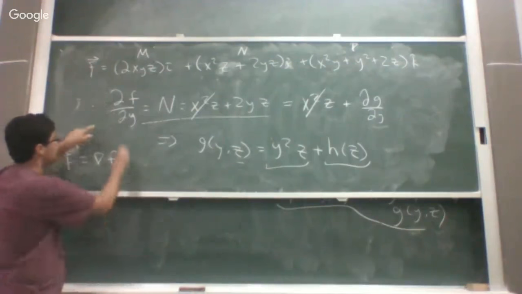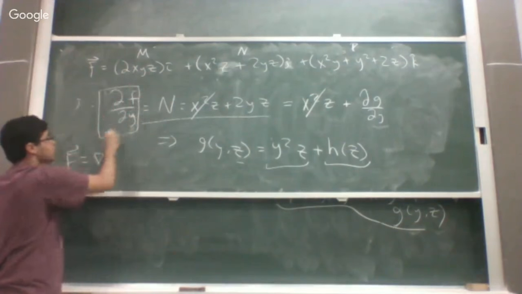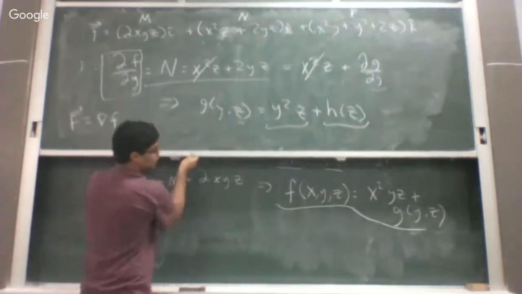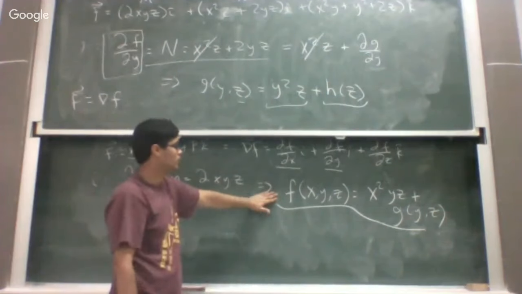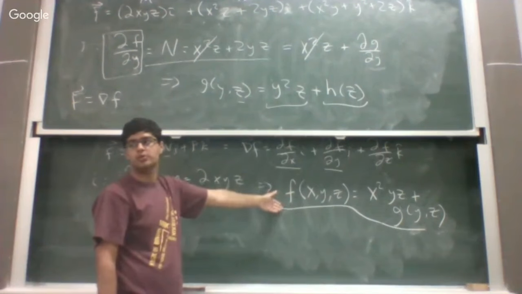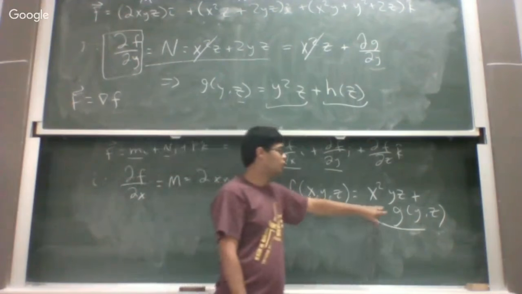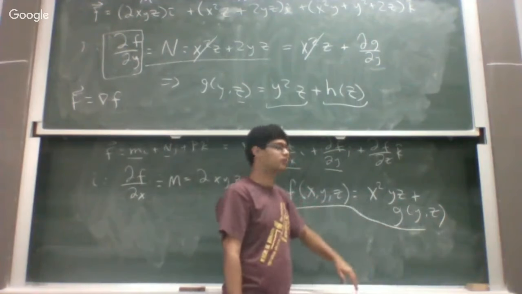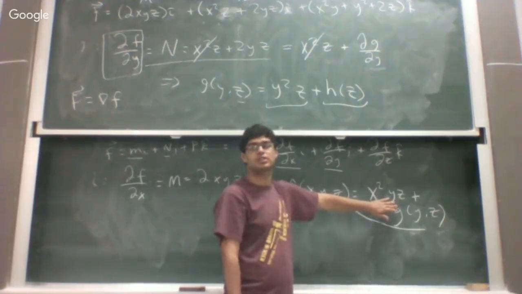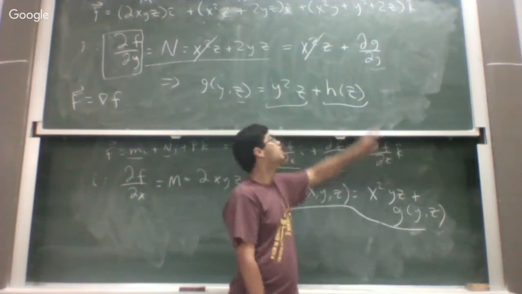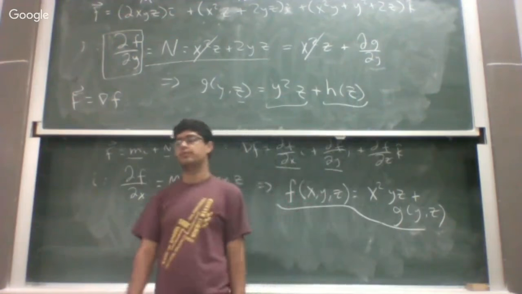So all of this is supposed to equal the partial of f with respect to y, right? Well, we have f. Let's just take a partial derivative of f with respect to y, and we set it equal to it. So x squared yz, the partial of that with respect to y is x squared z, and then partial of g of yz is just partial of g divided by partial of y.